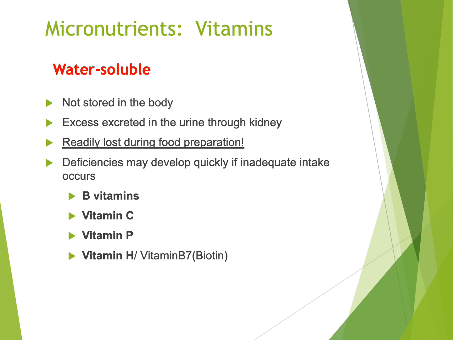From previous discussion, we all know that water-soluble vitamins are not going to be stored in the body, and any excess consumption is going to be excreted through urine. Also, take notice that these vitamins can be lost during food preparation and food cooking. Some of the deficiencies may develop quickly if inadequate intake occurs. Remember that the water-soluble vitamins include B vitamins, vitamin C, vitamin P, and vitamin H as biotin.